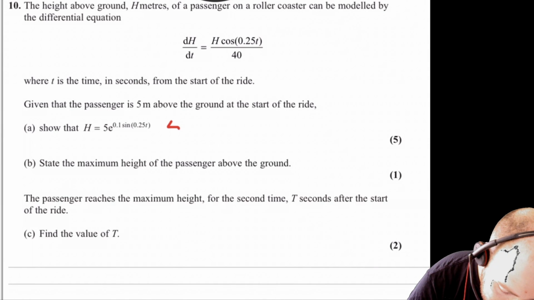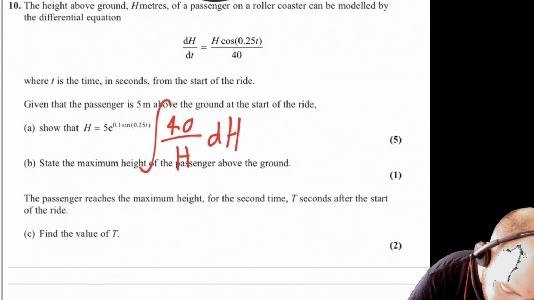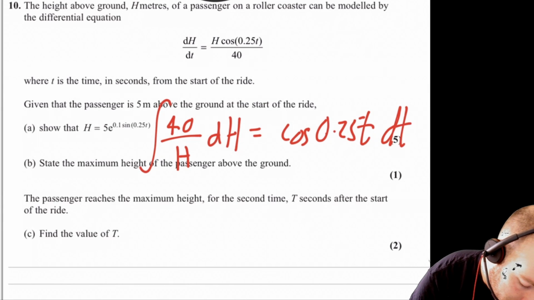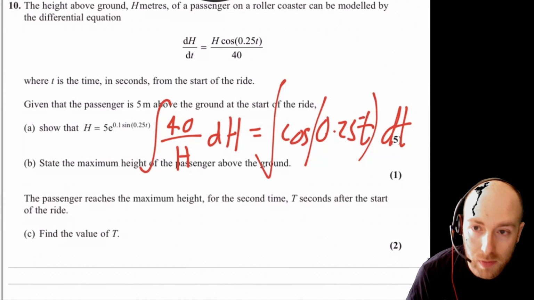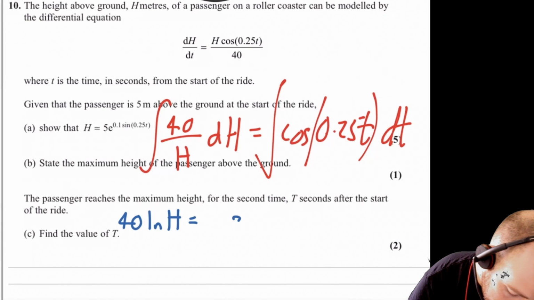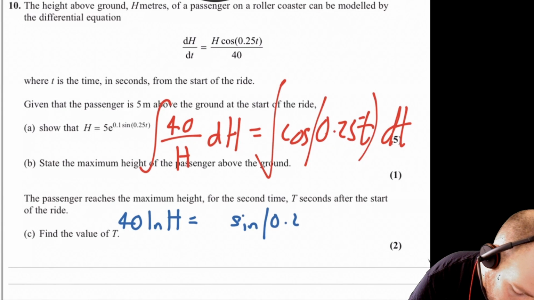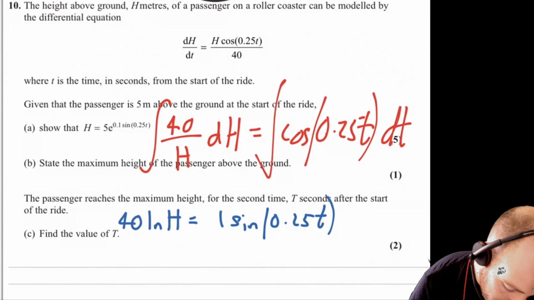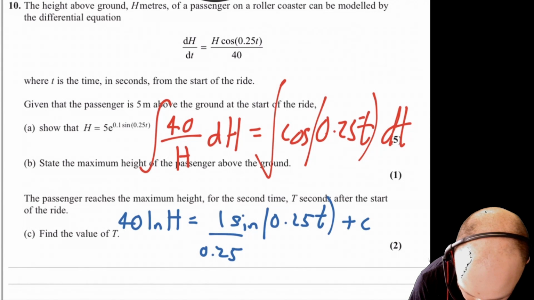So on the left-hand side, let's say it's 40 over h dh equals, and that's going to be cos 0.25t dt. We integrate both those sides. So we're going to get 40 ln h equals sine 0.25t. And we need to times that by 1 over 0.25 and plus c.